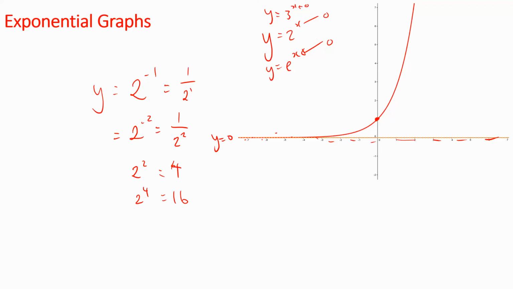But the only times when that changes, when would that change? How do you make sure that you don't have a y-intercept at 1?